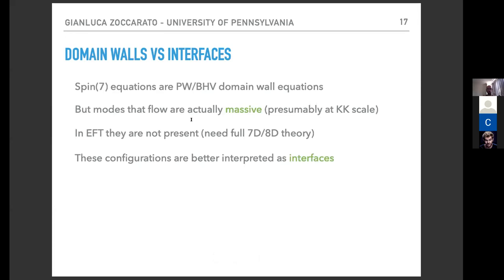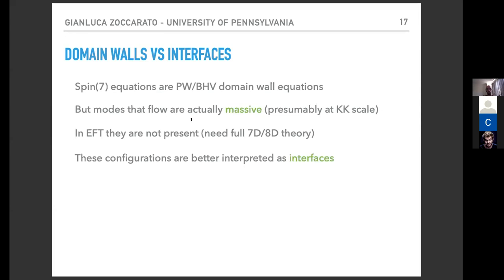The problem is that the modes that are flowing tend to be massive, and you can think of them having a very high mass at the Kaluza-Klein scale or GUT scale, if you want to think about it that way. So in an effective field theory, you will not see them. You need the full 7D or 8D theory to access these modes. So to stress this distinction between a domain wall where the field is dynamical in the EFT and this kind of configuration, we prefer to call these interfaces.